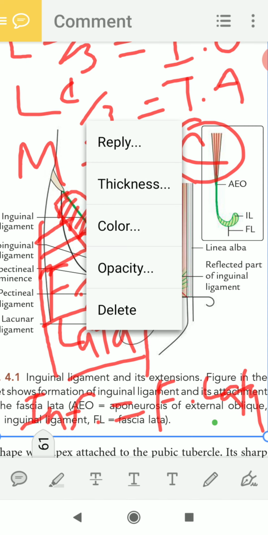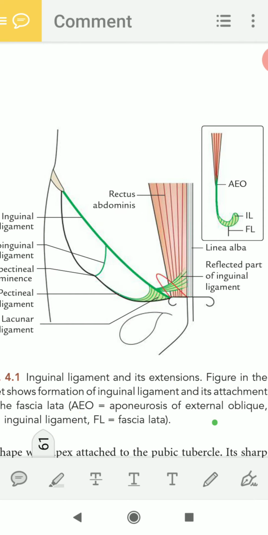Now come to the extension. The inguinal ligament has various extensions or expansions. That means it is swelled in various areas and named differently. So what are the expansions of the inguinal ligament? These are the lacunar ligament, pectineal ligament, and reflected part of the inguinal ligament.